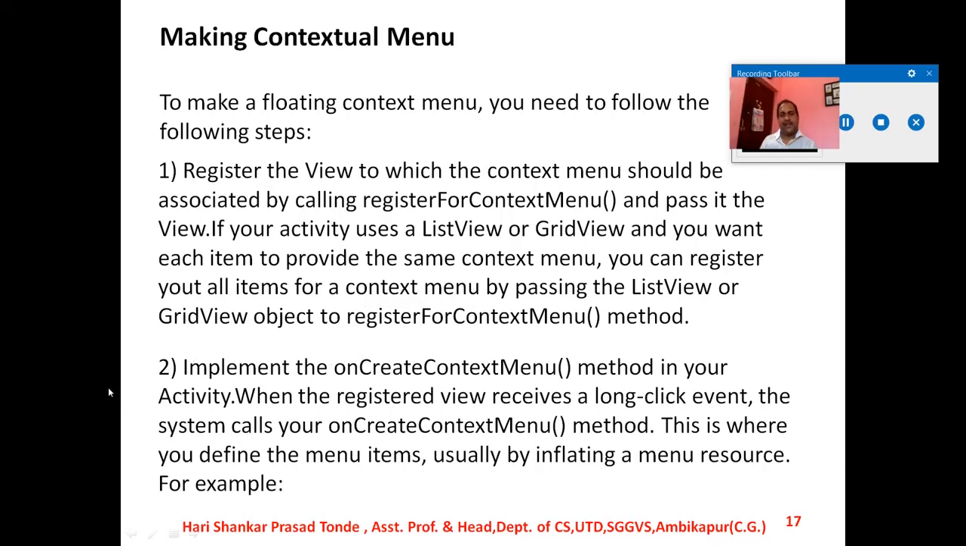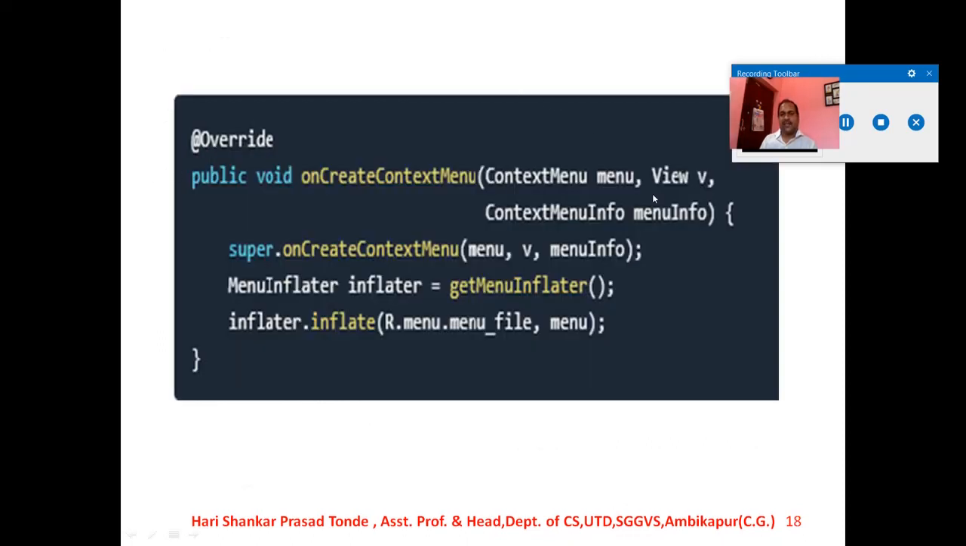The second step is to implement the onCreateContextMenu method in your activity. When the registered view receives a long click event, the system calls your onCreateContextMenu method, and this is where you define the menu items, usually by inflating a menu resource. For example, this will be the source code which we are going to use.